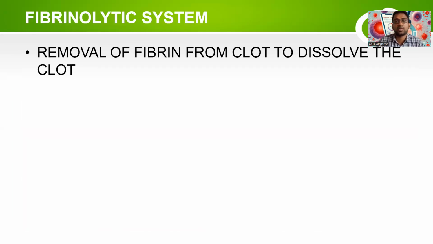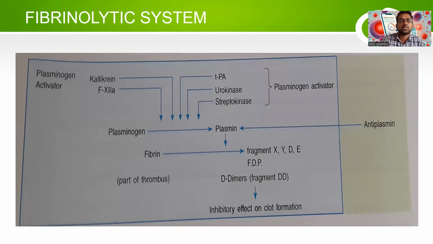So next is the fibrinolytic system. Whenever a clot forms, there should be removal of fibrin from the clot to dissolve it. This is a very small pathway which includes plasminogen activators. These plasminogen activators, like urokinase and streptokinase, convert plasminogen into plasmin. This plasmin is controlled by antiplasmin. Plasmin converts the fibrin to FDPs and D-dimers. So this is the fibrinolytic system.